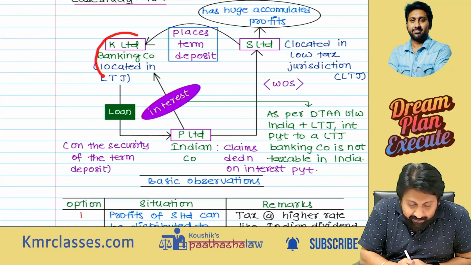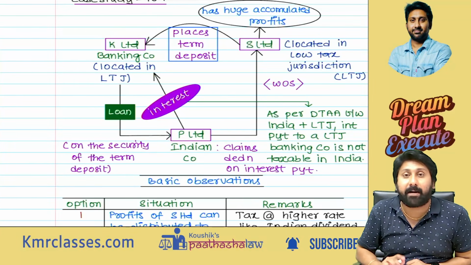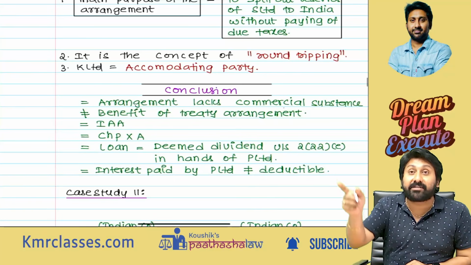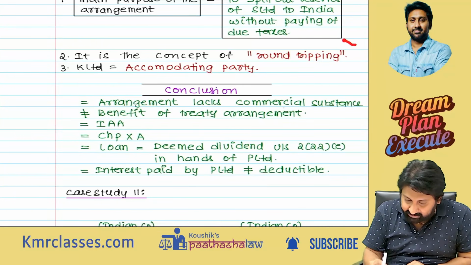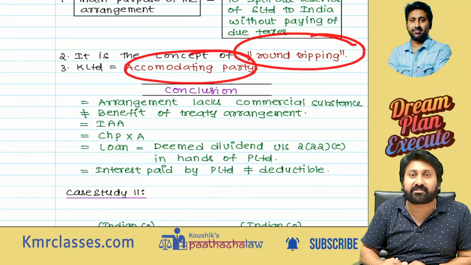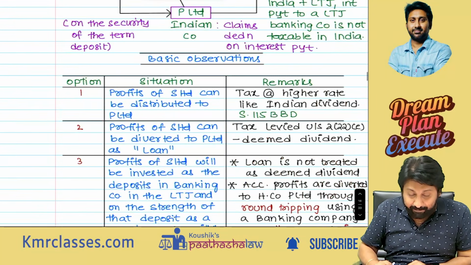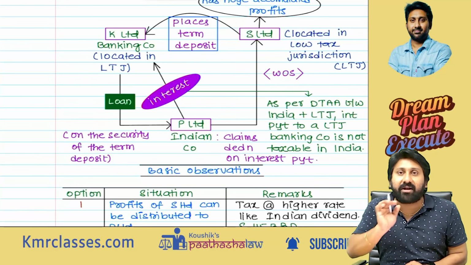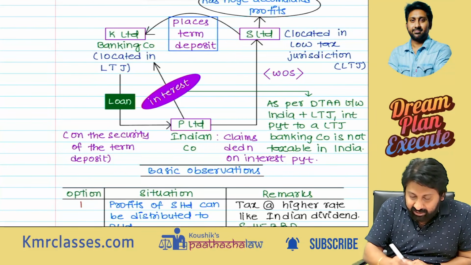See, K Limited is called an accommodating party. Which one? Accommodating party. The concept is called round tripping. K Limited is called an accommodating party, a banking company, a helping party. Okay, this is what happened.